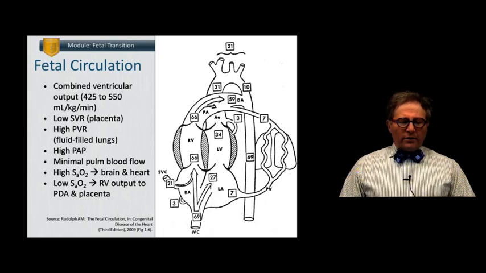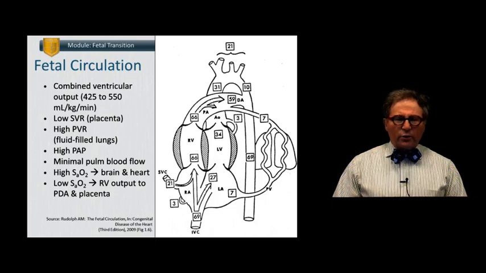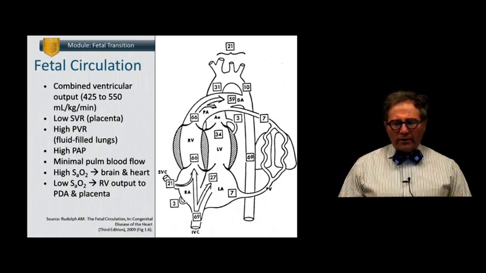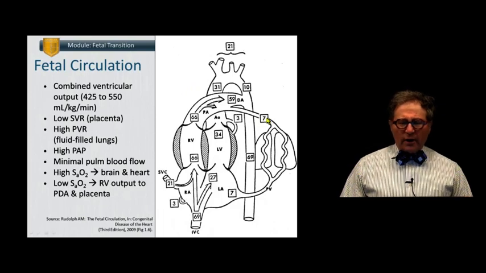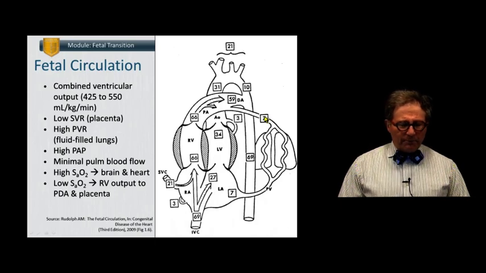So with the combined ventricular output of about 500 cc's per kilo per minute, we see the relative distribution of blood from the placenta, which has a low systemic vascular resistance, not through to the lungs because of its high pulmonary vascular resistance, hence the percent of cardiac output is very small. The highest saturation is preserved for the brain and for the coronary arteries. The lowest saturation comes out the ductus arteriosus to the lower extremities.